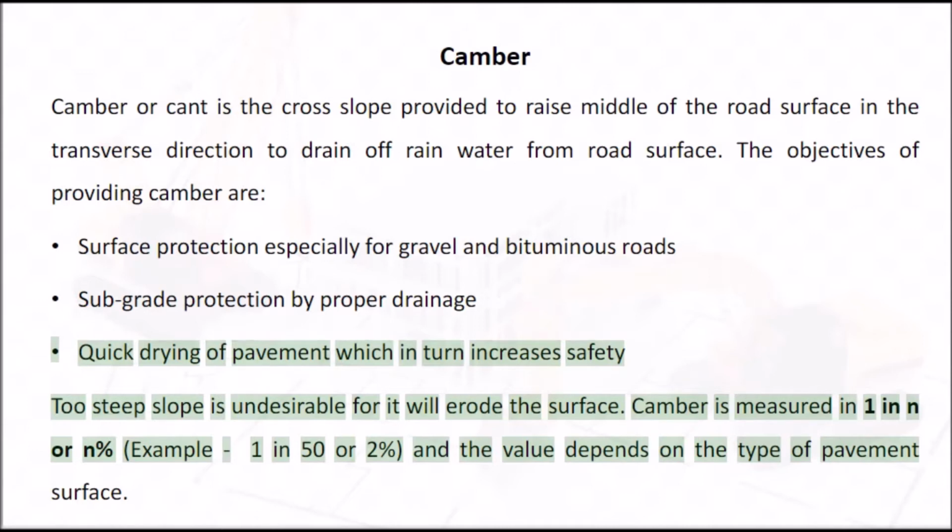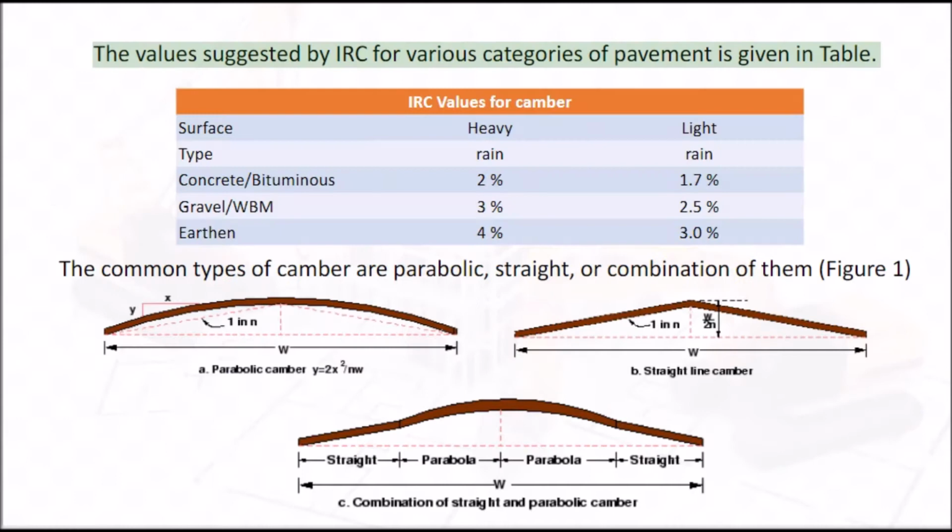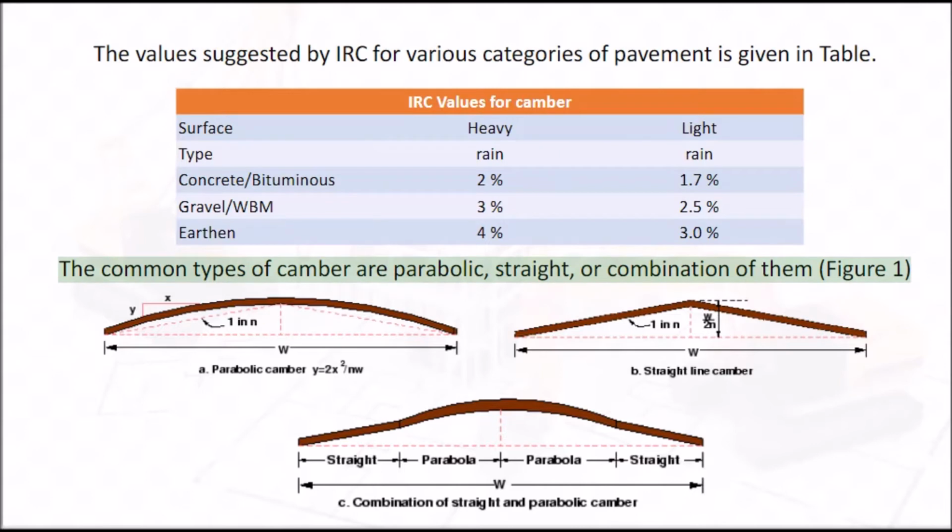Too steep a slope is undesirable, for it will erode the surface. Camber is measured as 1 in n or n%, for example 1 in 50 or 2%, and the value depends on the type of pavement. The values suggested by IRC for various categories of pavement are given in the table. The common types of camber are parabolic, straight, or a combination of them. Figure 1. IRC values for camber surface.